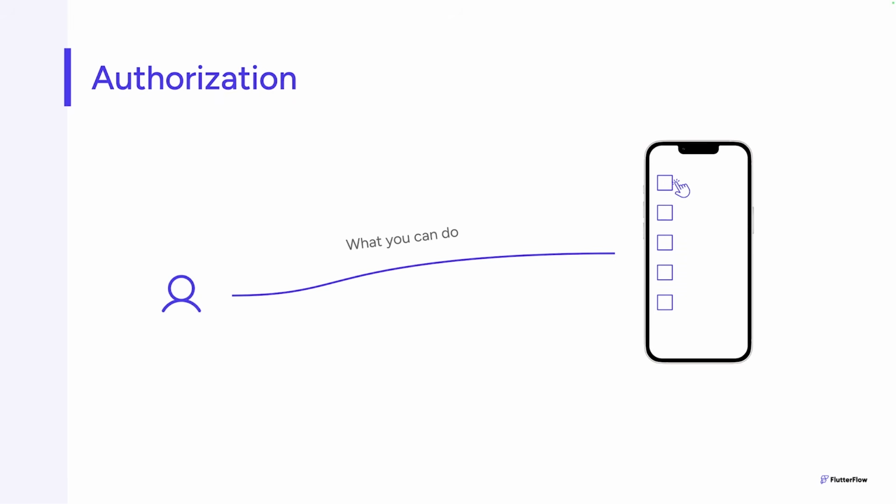While authentication verifies a user's identity, authorization determines what an authenticated user can do. It's about controlling access to resources based on user roles and permissions. Role-based access control, or RBAC, assigns permissions based on user roles. For example, an admin might have full access to all features, while a regular user has limited access, and a guest has even fewer permissions.